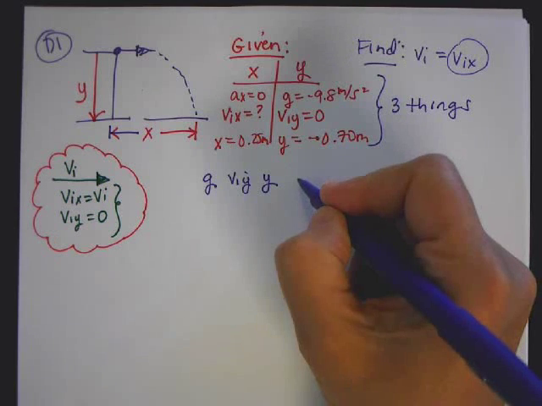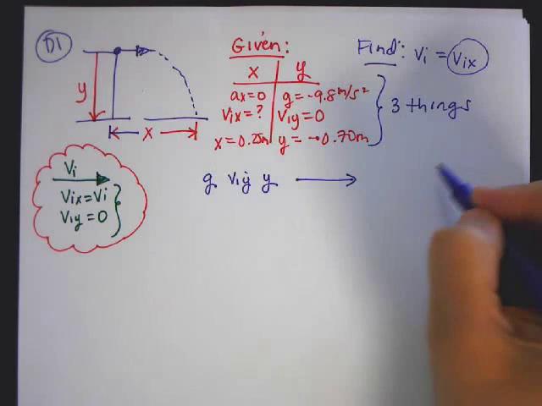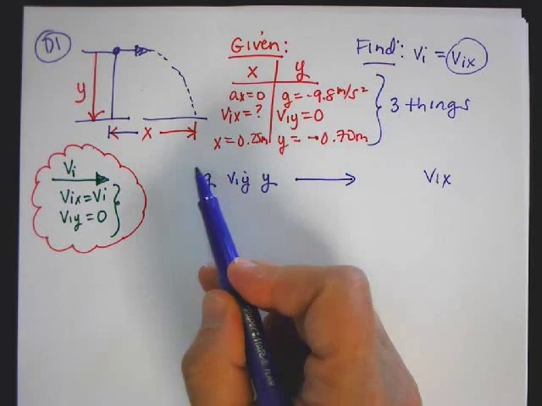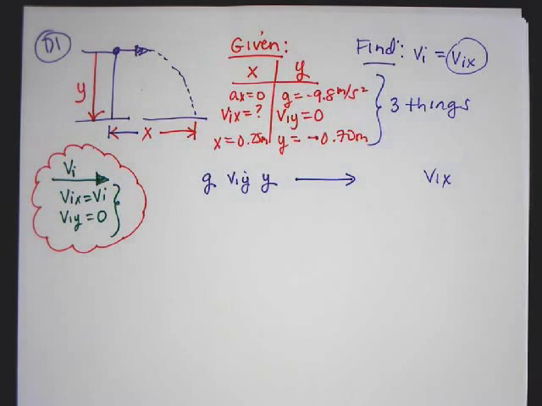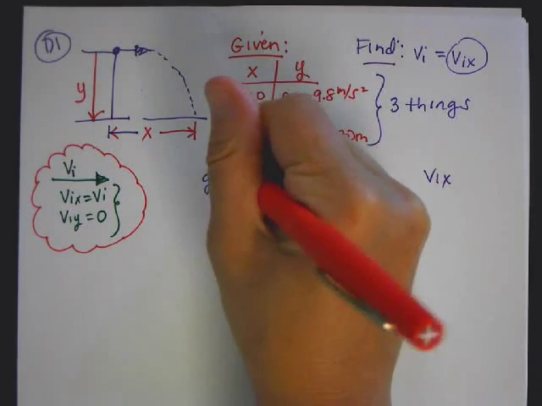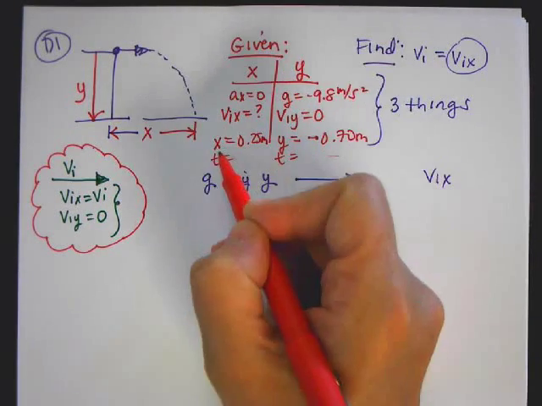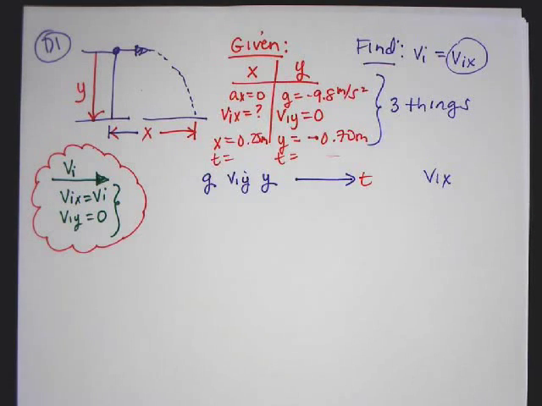Now, the problem is VIX has to do with X stuff. All the stuff that I'm given, I know what? Y stuff. So now I'm going to say to myself, what is the one thing that is the same for X and Y? It's the time. So if I find the time here, then I can put it over here. So that's how I know I want to find the time, because I have 3 things and I can find a 4th.